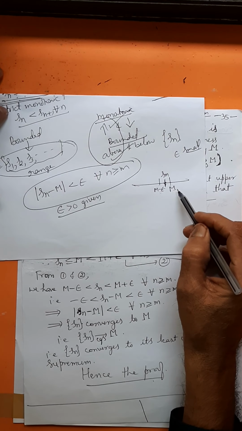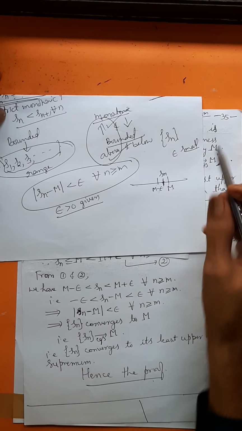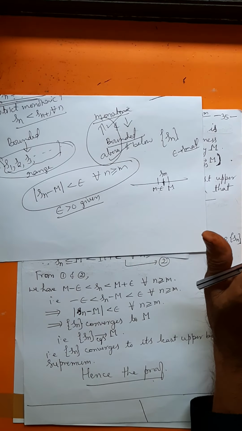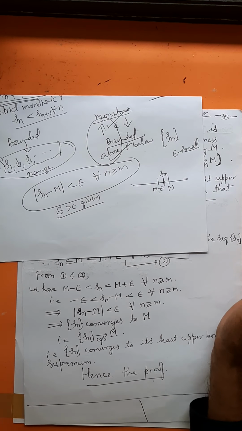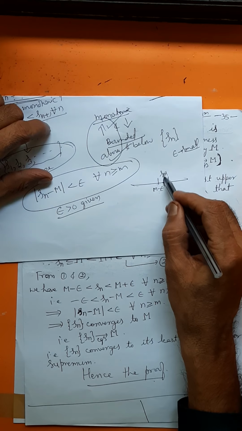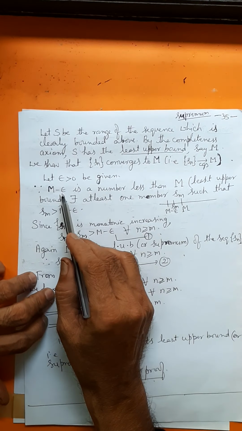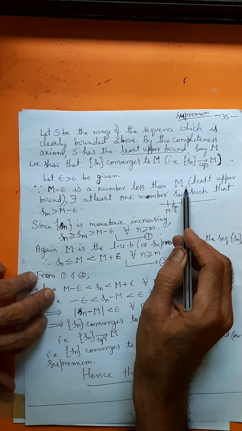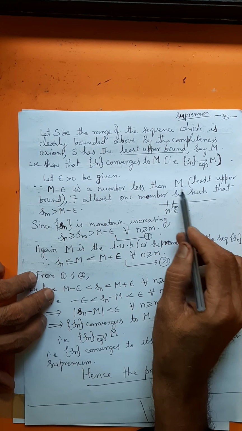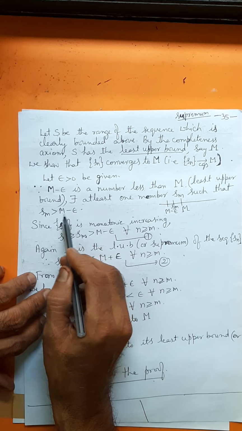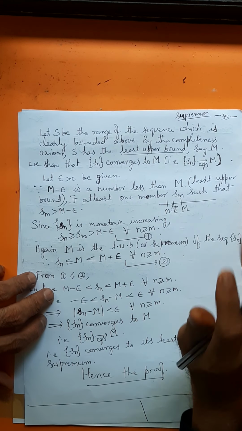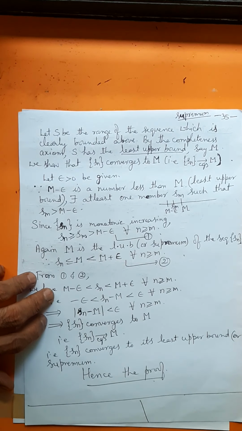How? If it is not possible to do it, you just vary epsilon a bit; if it is 0.001, take a slightly larger value, then a gap comes here, and in that gap you can place a term. Since M minus epsilon is a number less than M, the least upper bound, there exists at least one member Sm which is greater than M minus epsilon. A term can be placed between M and M minus epsilon. Sm is greater than this.